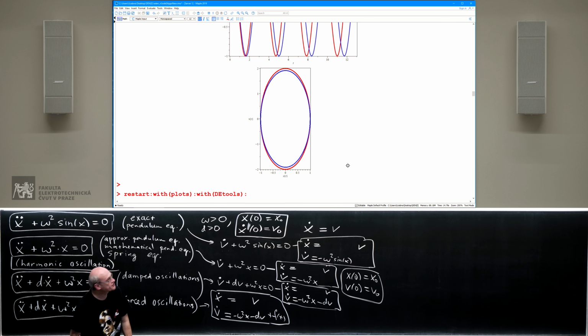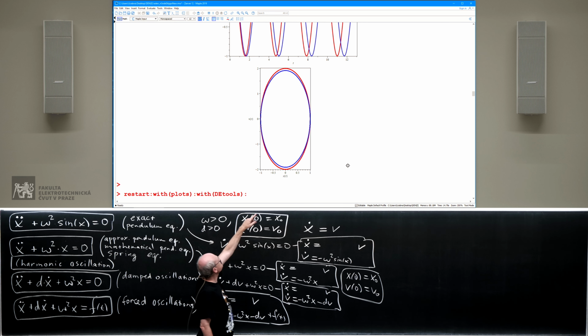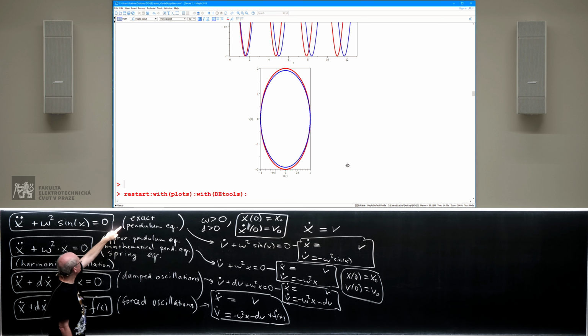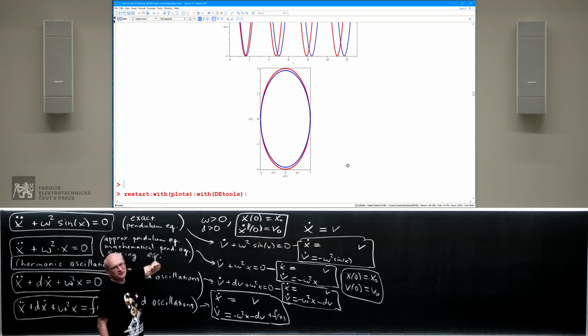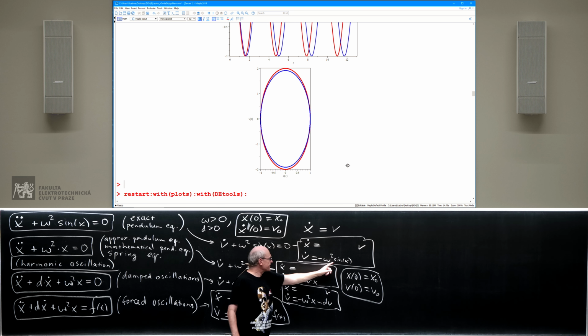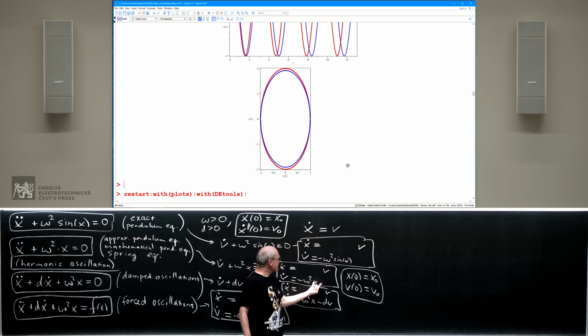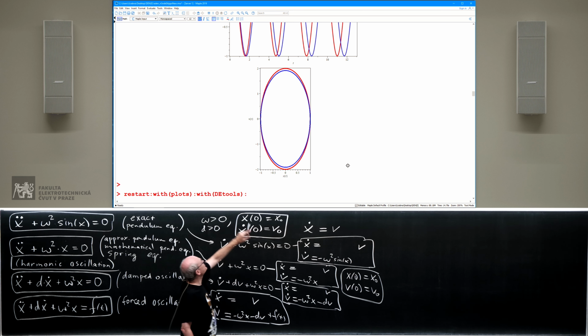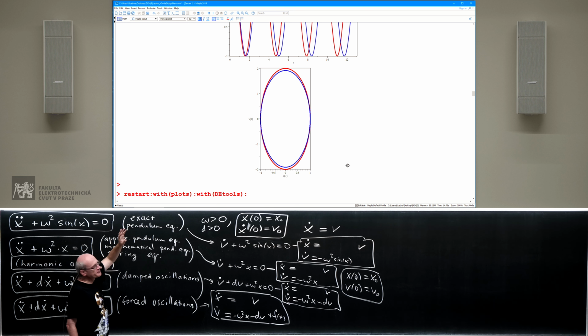The picture down here shows the harmonic motion in red and the exact, precise pendulum equation in blue. That's the ideal. The blue curve, that's what we want. The red curve is what we get when we simplify our life. Instead of sine of x, we take just x. And we can see that from this picture, it doesn't seem that things would be really bad.